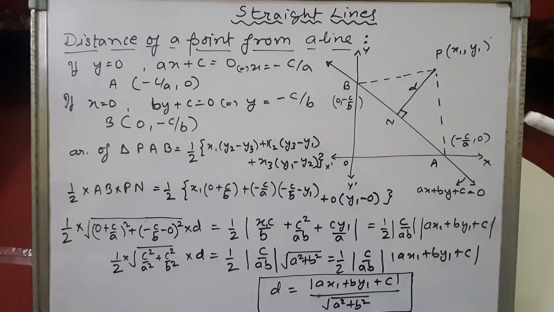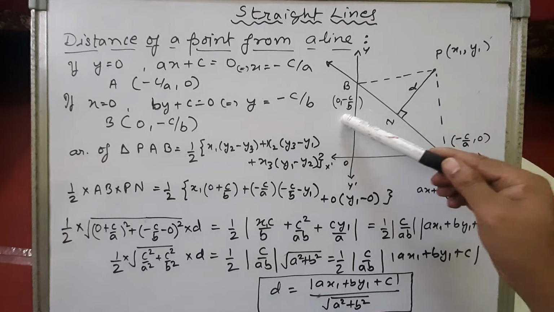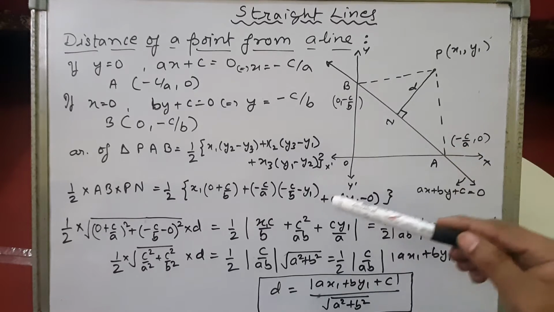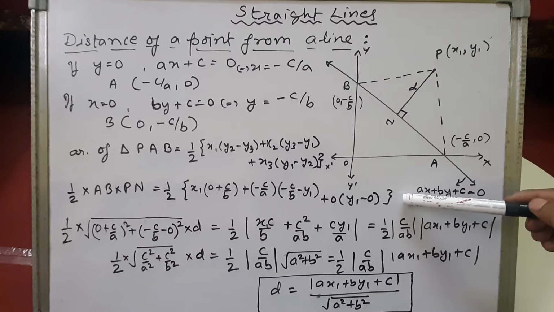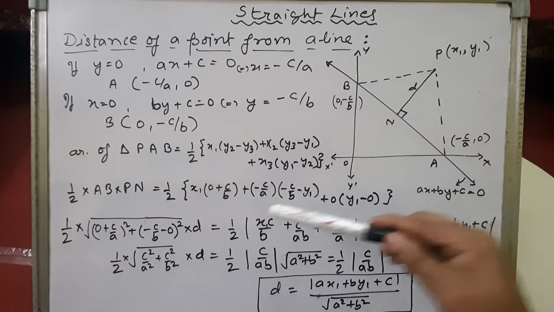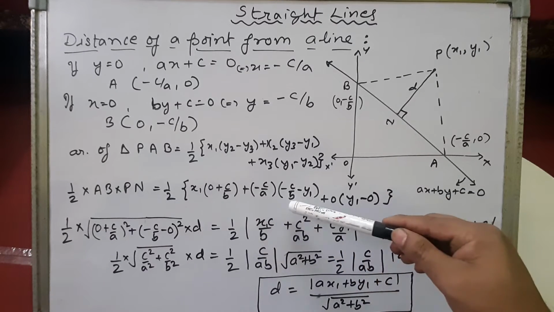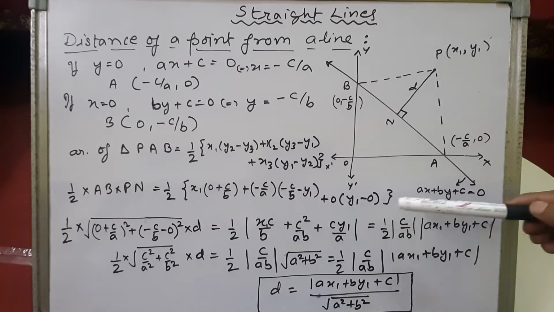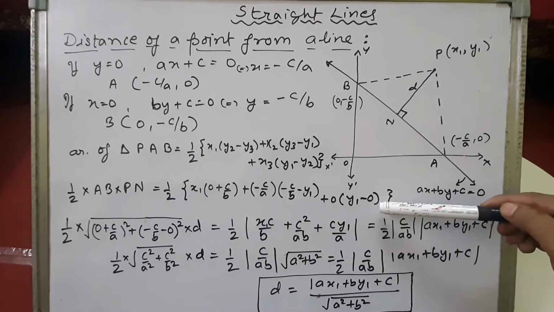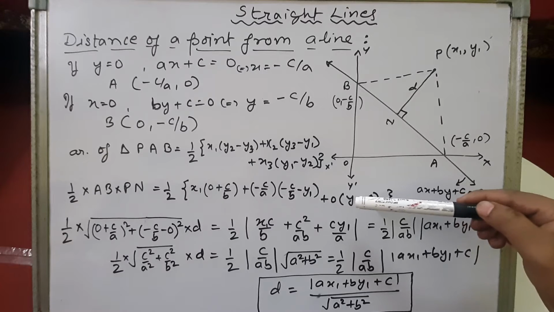So when we put the values of x1, y1, x2, y2 and x3, y3 as (x1, y1), (minus c upon a, 0) and (0, minus c upon b), we'll get this value: 1 by 2 bracket x1 (0 plus c by b) plus minus c by a bracket (minus c by b minus y1) plus 0 into (y1 minus 0). So this whole last term will become 0.